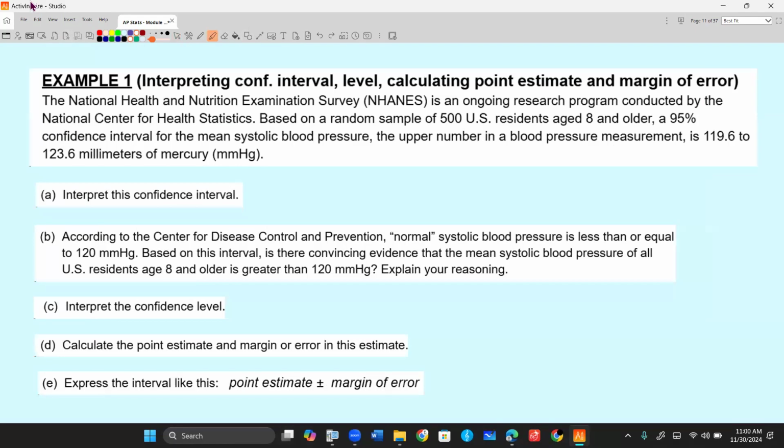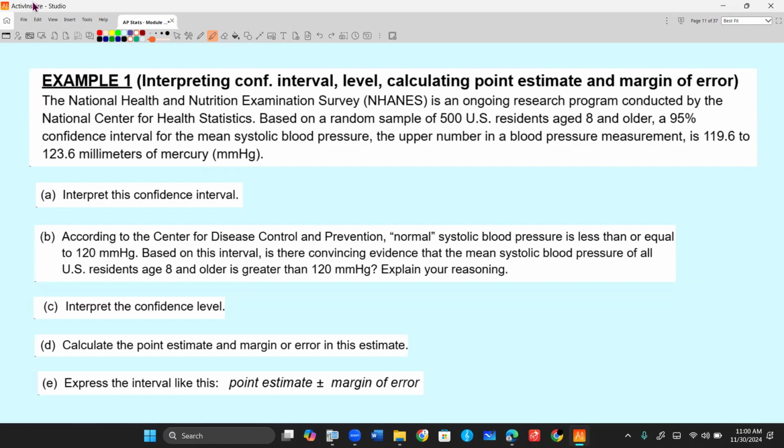Let's look at an example. The National Health and Nutrition Examination Survey is an ongoing research program conducted by the National Center for Health Statistics. Based on a random sample of 500 U.S. residents aged 8 or older, a 95% confidence interval for the mean systolic blood pressure, the upper number in the blood pressure measurement, is 119.6 to 123.6 millimeters of mercury, mmHg.